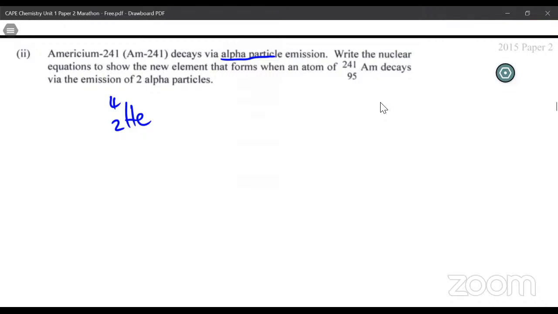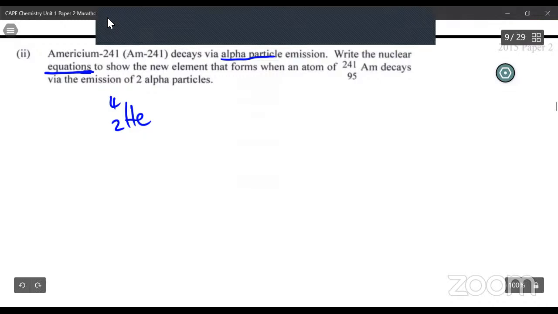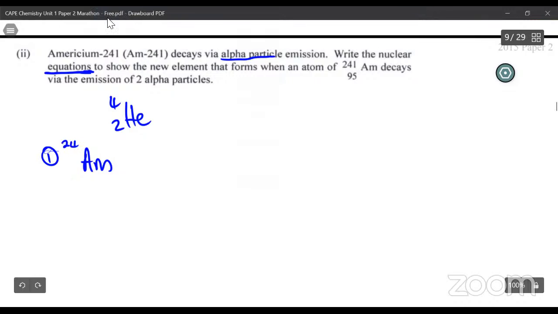Pay attention to this as an S. You're required to write more than one equation to show the new element that forms when an atom of americium 241 decays via the emission of 2 alpha particles. Okay, so let's start with the first emission. You have americium 241, and they paid you the courtesy of giving you the atomic number, which is 95.